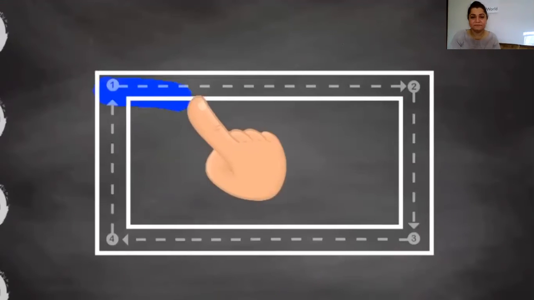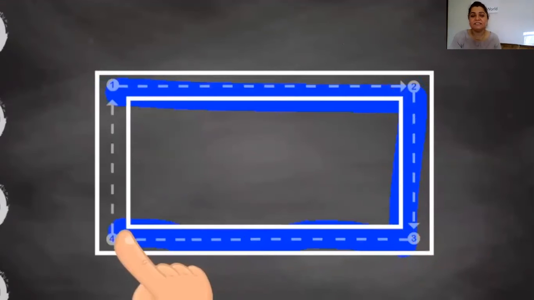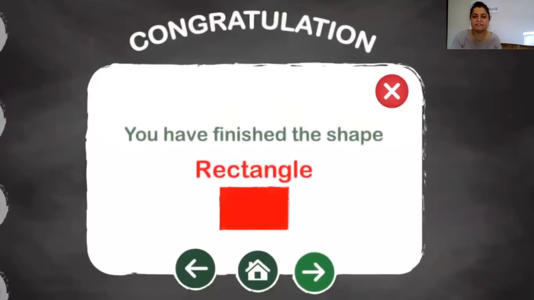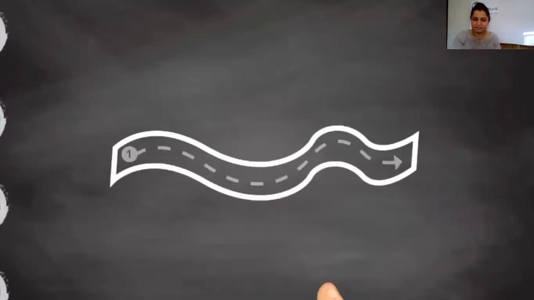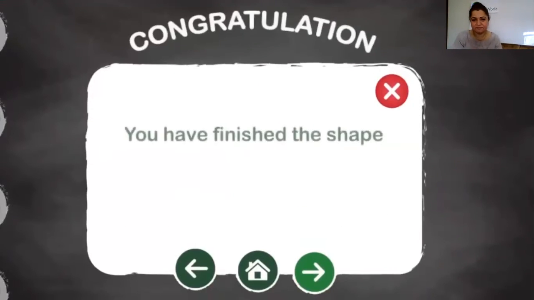This one has four sides, but it's not a square. What is it? It's a rectangle. Yay, rectangle. Oh, that's interesting. A curved line. It's a zigzag.